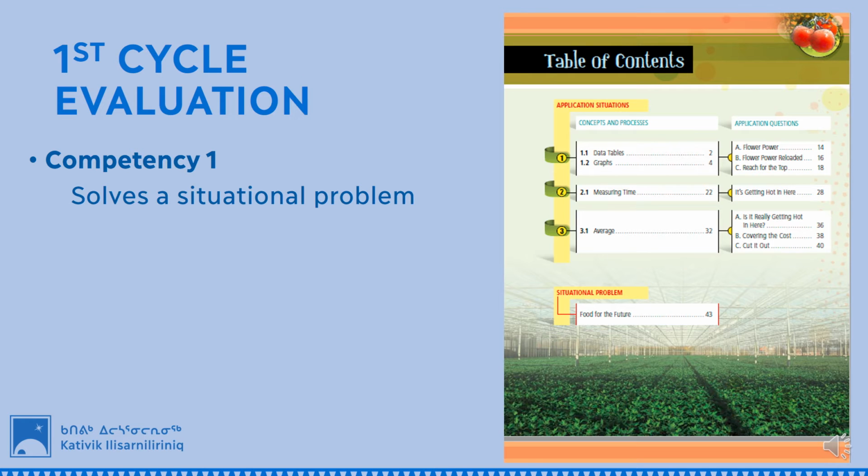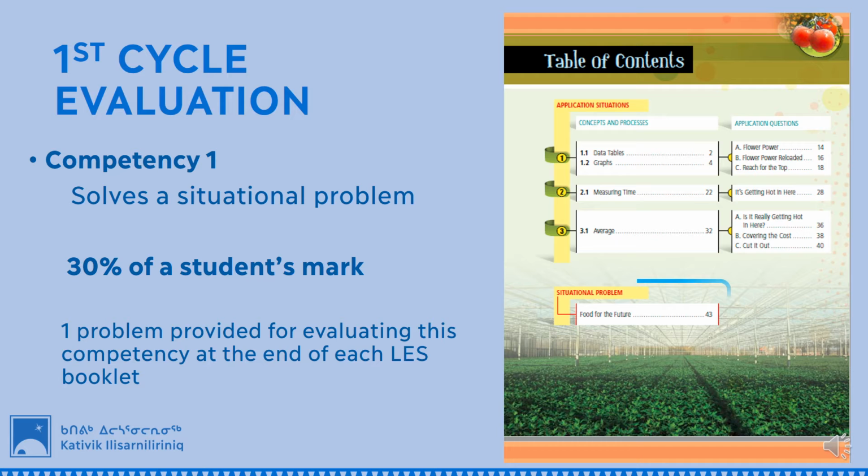Competency 1, solves a situational problem, is weighted at 30% of a student's overall mark. The situational problem is provided at the end of each LES booklet, with the exception of the first LES in Arctic Hare, Shopping at the Co-op. This allows 1.0 students a chance to adjust to the competency program.